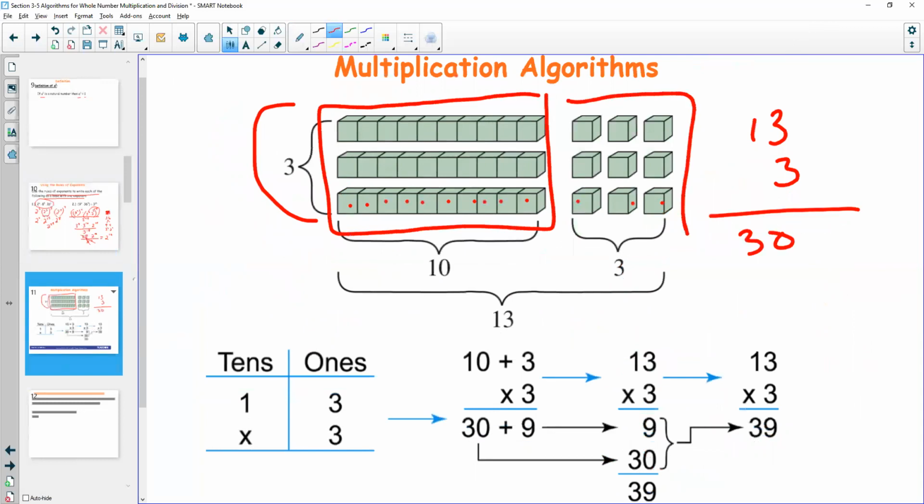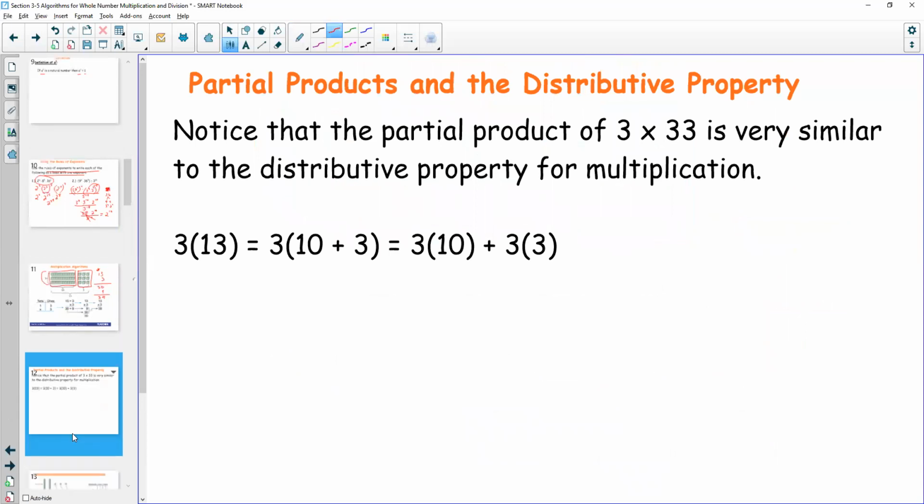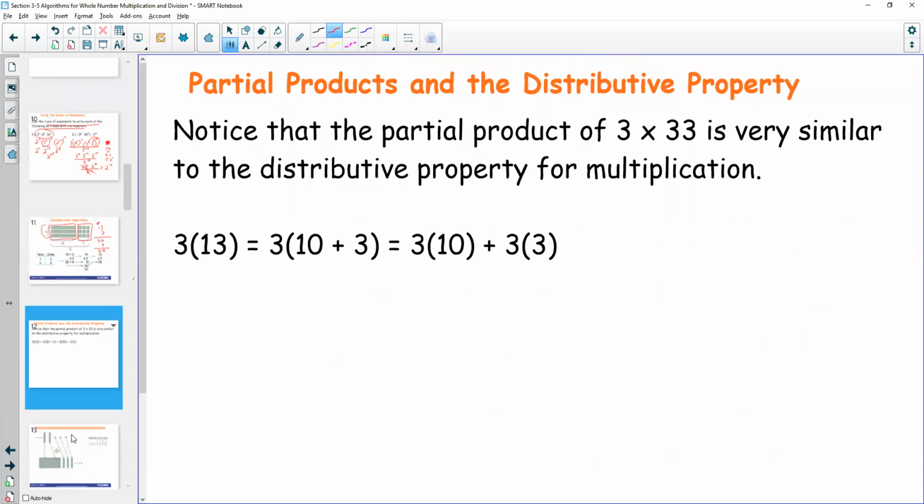And this 3 times 3 gives me 9. If I add those together, I get 39. 10 times 3 and 3 times 3. That's what this 1 up here in the 13 really stands for, isn't it? It's a 10. This is actually what's called the partial products model, or I think they call it left to right multiplication. Basically, it's the idea of distributing, sort of.